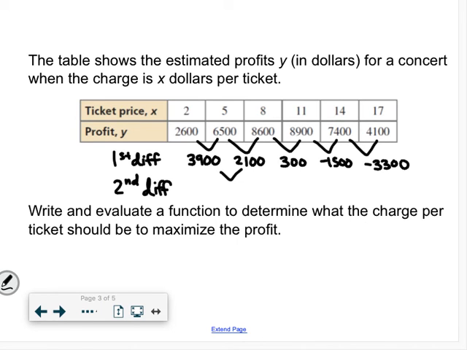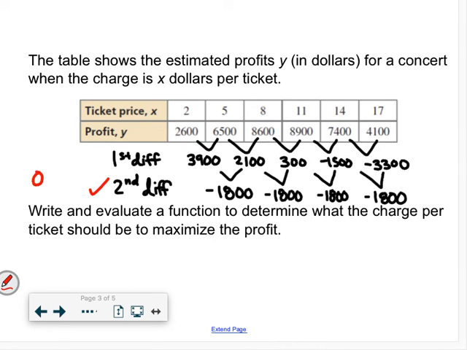Now, do this again. 2,100 minus 3,900. Negative 1,800. 300 minus 2,100. Negative 1,800. Negative 1,500 minus 300. Oh, negative 1,800. And the last one, 3,300 minus negative 1,500, so that would be plus. That's going to be negative 1,800. Okay, so because my second differences were all the same, it would be quadratic.